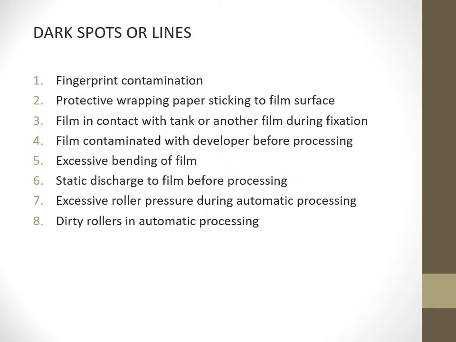I'm talking about the dark spots or lines. When does this happen? Whenever there is fingerprint contamination, when you're not supposed to touch the film while you're processing it, dark spots or lines will happen. I'll show you the slide later on. Protective wrapping paper: you have the black wrapping paper surrounding the film. If that is sticking to the film, you get dark spots or lines.